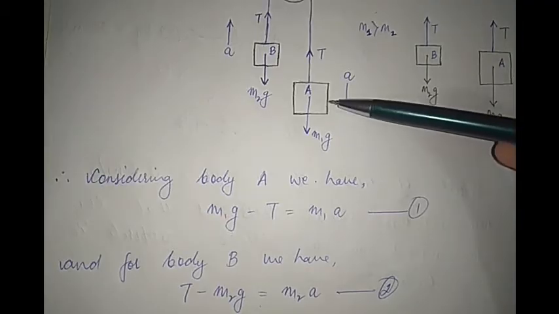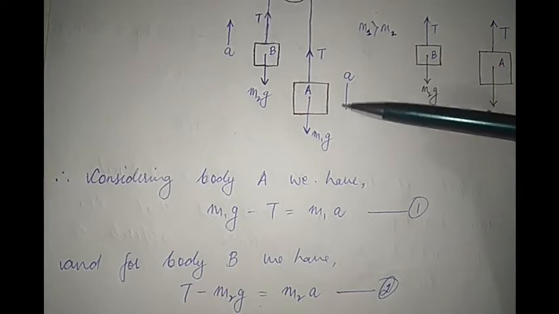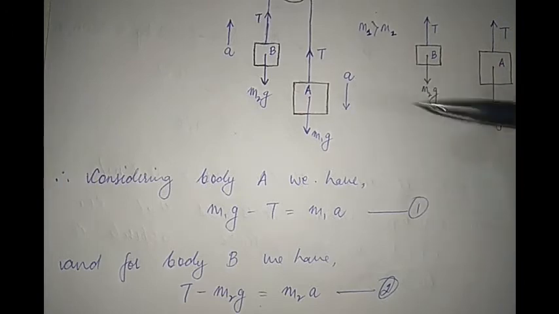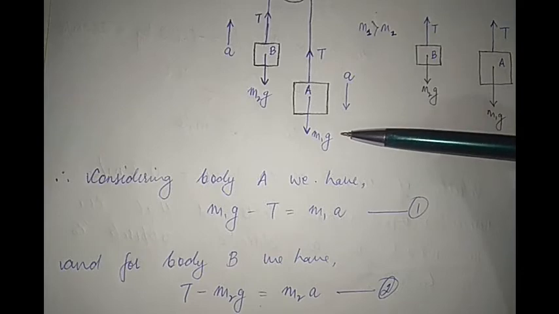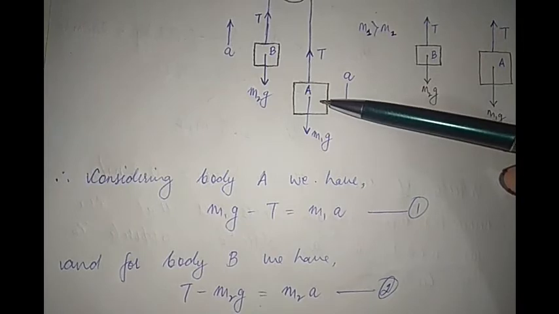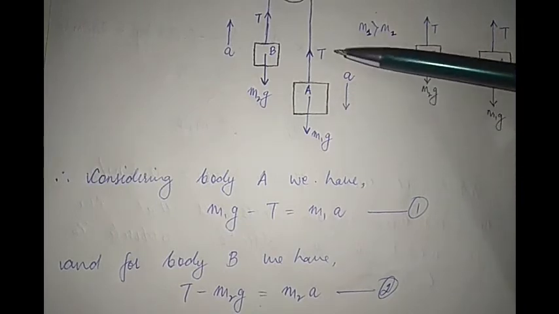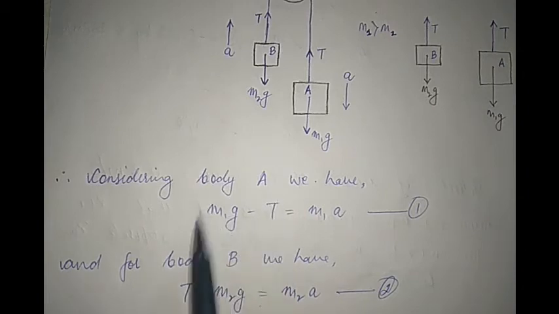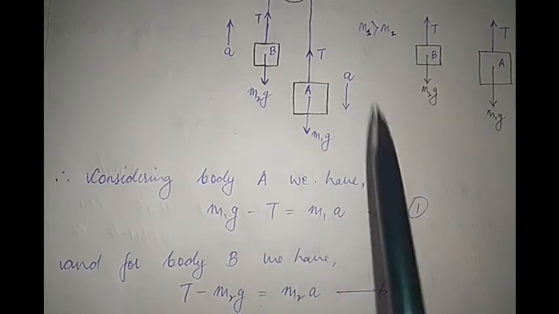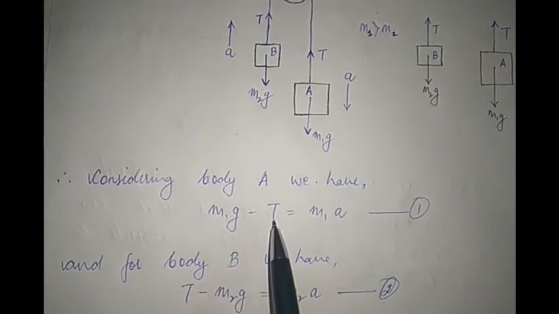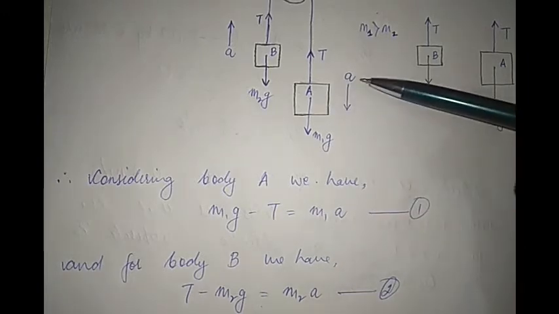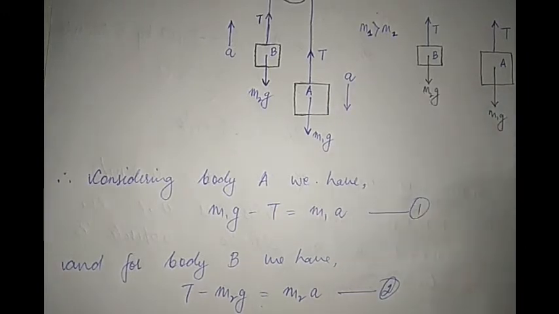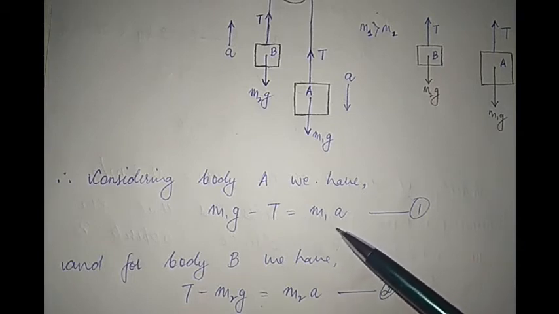Now considering the motion of body A, it is being accelerated in the downward direction, which means there has to be a net force acting in the downward direction, which thereby tells us that this m1g, that is the weight of body A, has to be greater than the force of tension. So m1g minus T is the net force acting in the downward direction, and it is this net force which is producing acceleration of the body. So m1g minus T has to be equal to the mass of the body multiplied by the acceleration produced in it according to Newton's second law of motion.